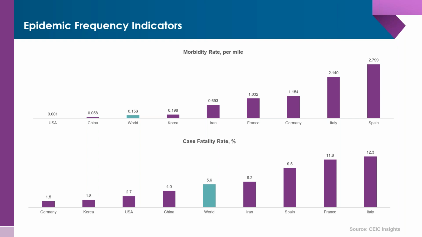However, what's interesting here is the case with Germany. While in the first chart, as you can see, the morbidity rate of Germany was close to that of the Western European countries, the case fatality rate, on the other hand, shown on the second chart, is much lower than that of the rest of these countries. And it's even lower than that in China and the United States. So these two indicators provide a good picture of the epidemic frequency in the most affected countries.